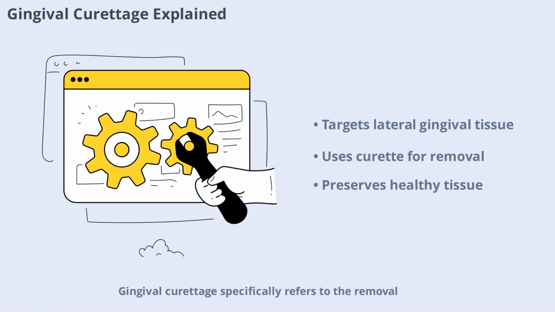Gingival curettage specifically refers to the removal of lateral soft tissue from the gingiva. This technique is often used to treat superficial diseased tissue and is typically performed with a curette. The goal is to remove the affected tissue while preserving as much healthy gingiva as possible. This method is particularly useful in cases where inflammation is localized and does not extend deeply into the periodontal pocket.